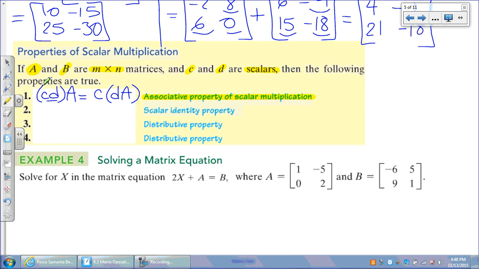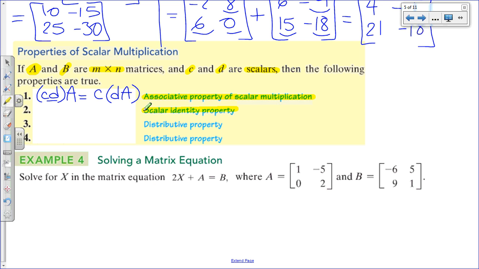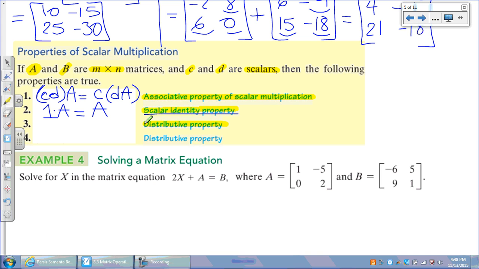You can multiply one scalar times the matrix and then multiply that times the other scalar, and you should obtain the same product. We also have the scalar identity property, and so let's go back to real numbers and remember the multiplicative identity of any real numbers is 1. So 1 times matrix A is equal to the same matrix. So scalar identity property.